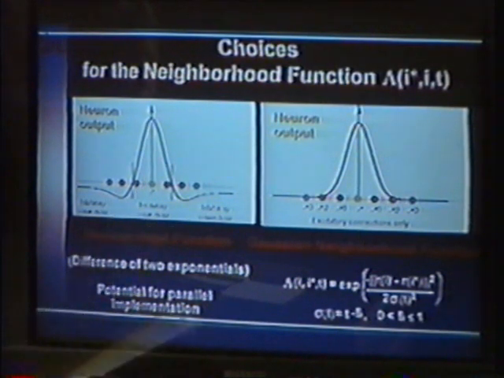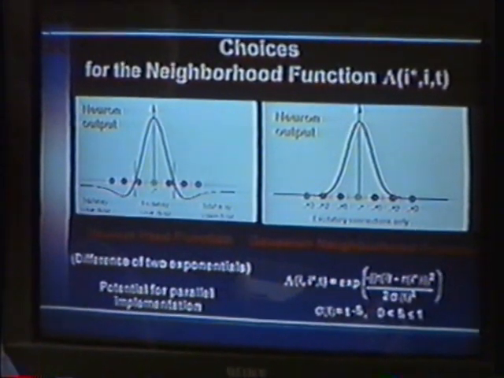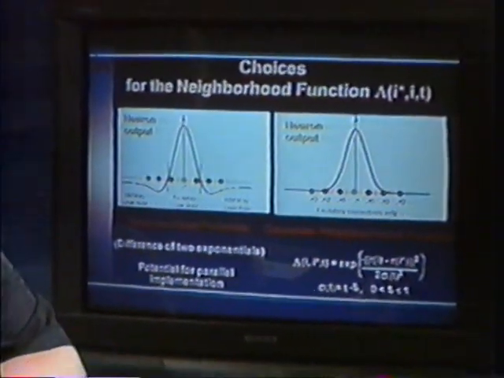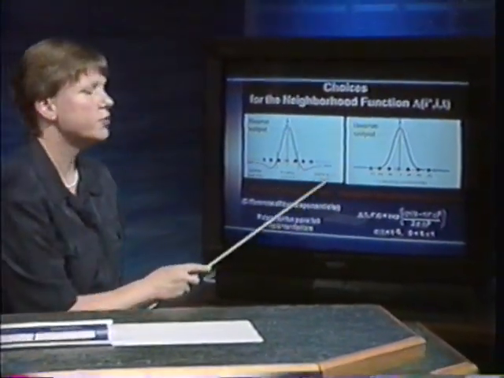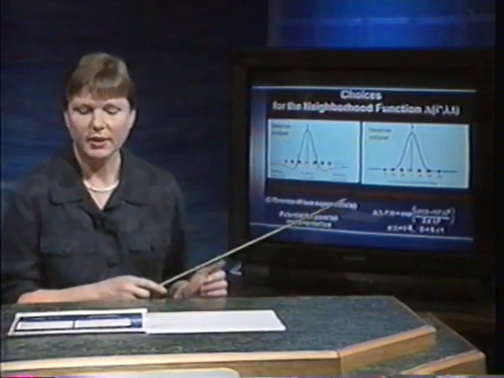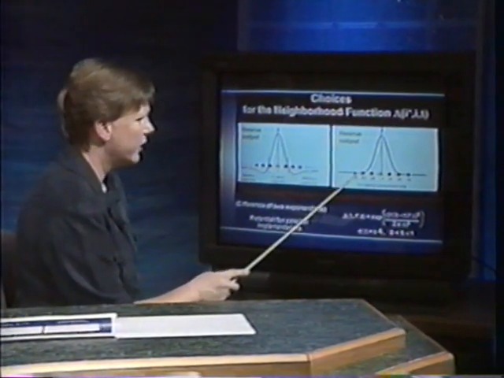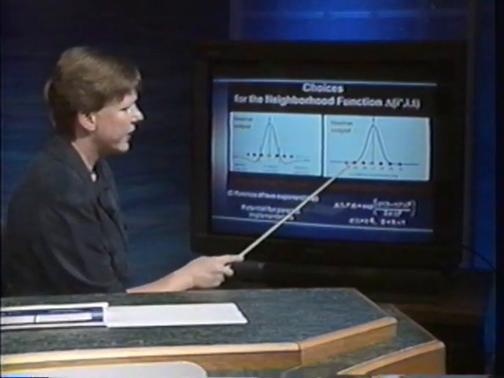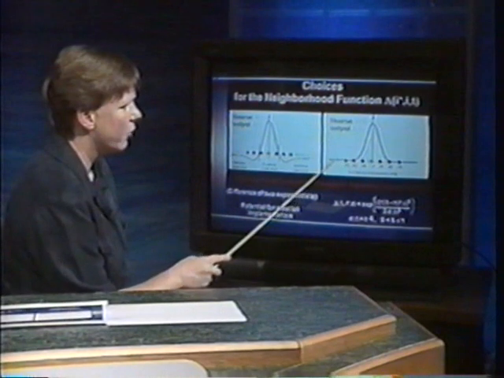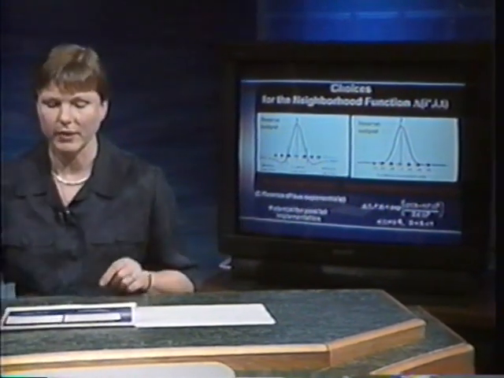This Mexican hat function can be expressed as the difference of 2 exponentials, and it has a large potential for parallel implementation. The other choice, which is usually used for sequential implementation, is the Gaussian neighborhood function. In this case, we do not have any inhibitory connections between neurons, but our connection strength will go to 0 for neighbors which are very far away from our winning vector.